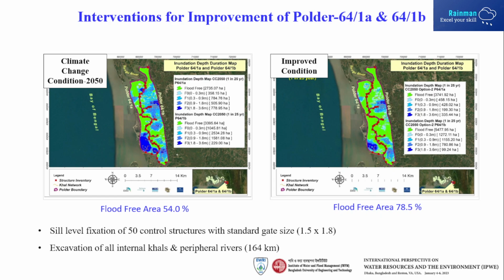And similarly, for 64/101B, we achieved 78.5%, which is very close to 80%. And so the main interventions are 50 control structures we have to construct with new sea level, and excavation of 164 kilometers of internal khals and peripheral rivers.